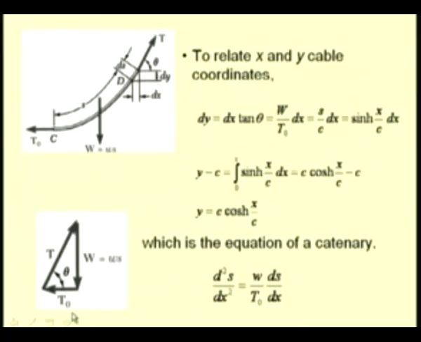And in some problems we may be interested by knowing the end conditions as the tangent and the end location. So, it is possible to write the differential form of this equation and solve for the same. So, here we have the differential form as d square s by dx square, which is equal to w by t naught times ds by dx. So, let us solve one example problem.